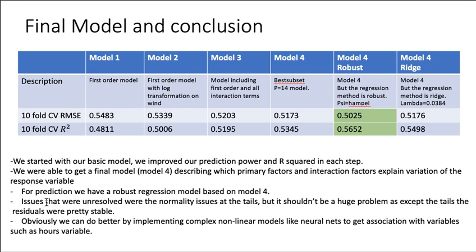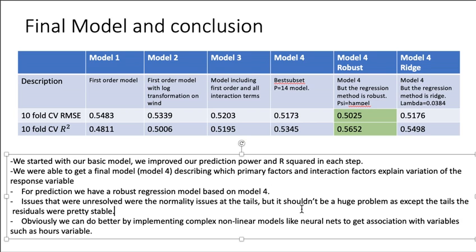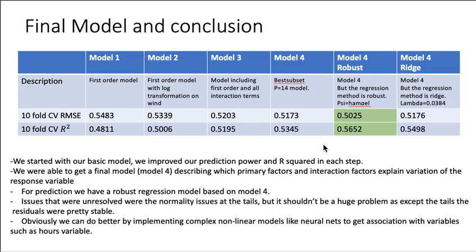The issues which were still unresolved were the normality issues. Because there are a few observations at the tail which are extreme, they cause the Shapiro test to fail. But if we look at the QQ norm plot, it's almost along the diagonal. So for prediction purposes, this shouldn't be as much of a problem.